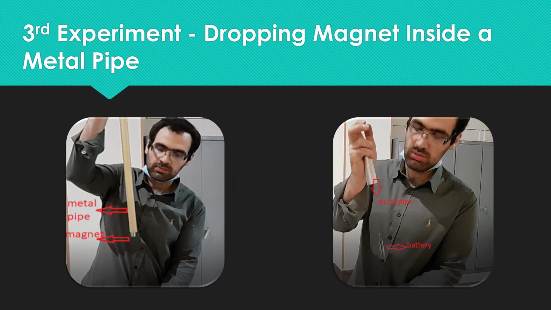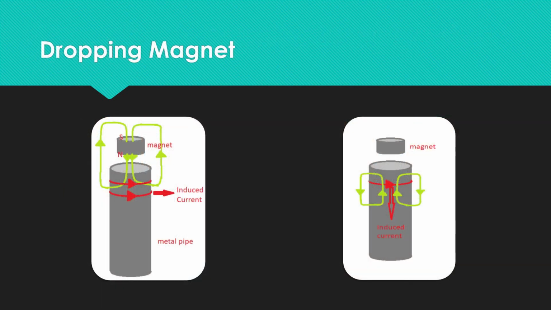Now the third experiment, dropping a magnet inside a metal pipe. What will happen if you drop a magnet through a metal pipe rather than a simple object like a battery? While the magnet is dropping, the magnetic field changes and it induces a voltage in the metal pipe. The induced voltage causes current in the pipe. Due to Lenz's law, the induced current opposes the main magnetic field. Therefore, the magnetic fields repel each other and it slows down the speed of the magnet like the previous experiment.